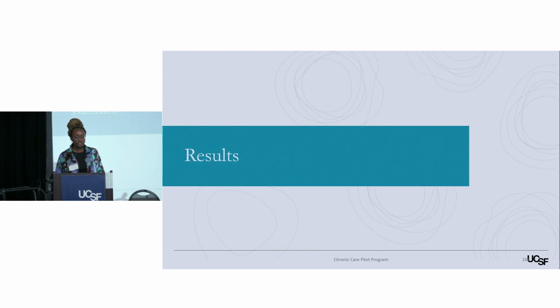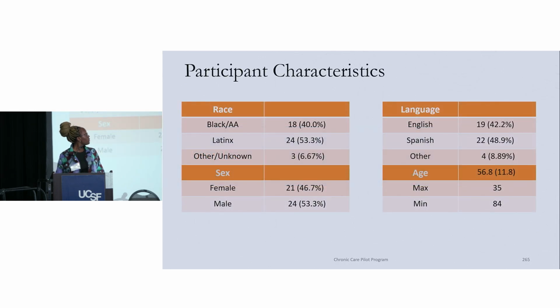So I'm going to discuss more on the results of this project. So the participants in the study, we had 45 participants, and about 40% identified as Black or African American, 53% identified as Latinx, 47% identified as female, and 53% identified as male. The majority of our participants spoke either English or Spanish, and the average age was 57. The max age was 84, and the minimum age of participant in the program was 35.